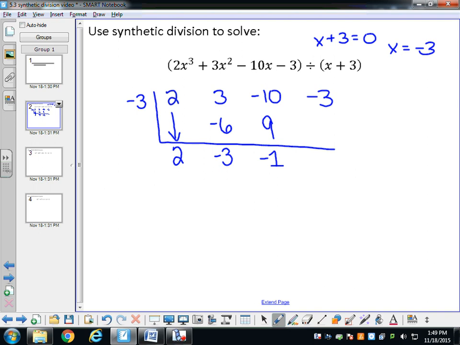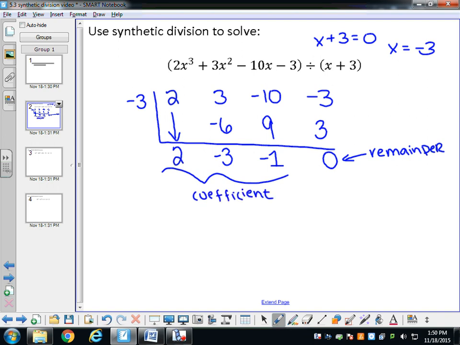-3 times a -1 is a +3. Add down your column and you get 0. This last number, remember, is your remainder. So in this case, I do not have a remainder. And these are the coefficients of my answer. Now, because I had a cubic divided by a linear, that means my first coefficient is going to decrease by a power of 1. So I'm going to have 2x squared minus 3x minus 1.